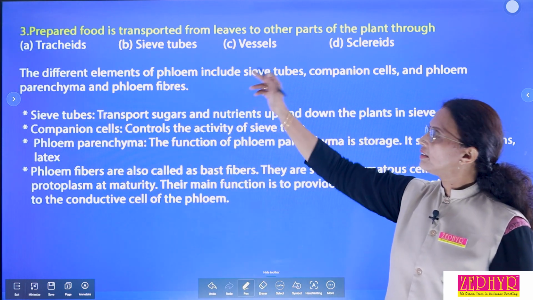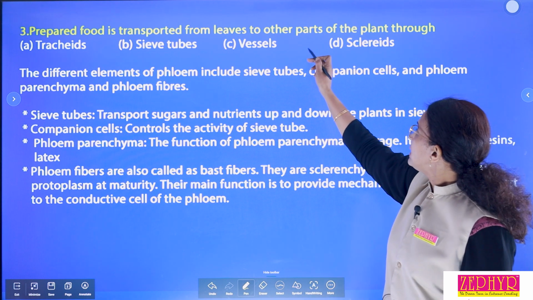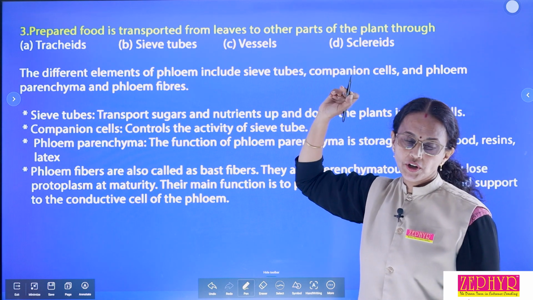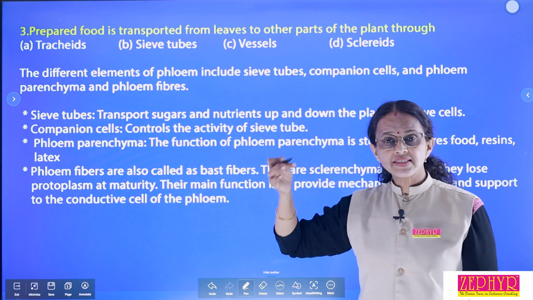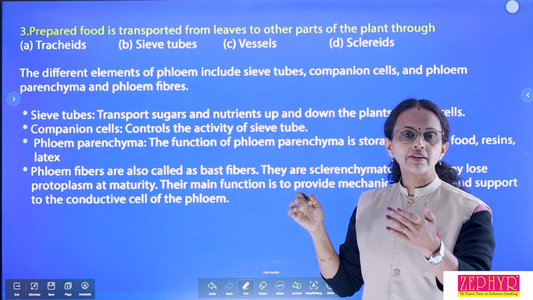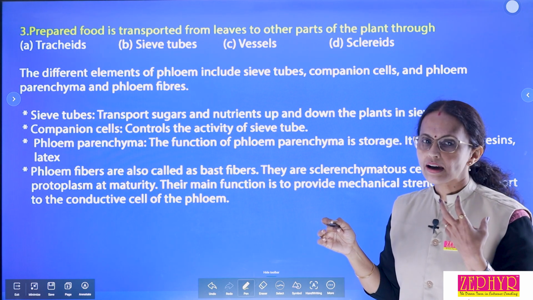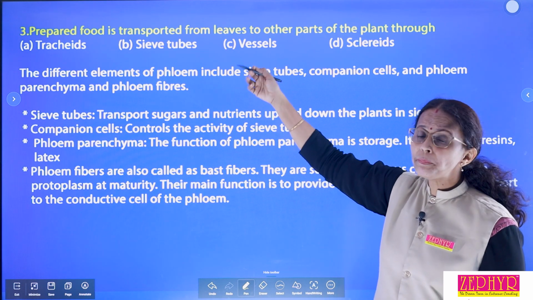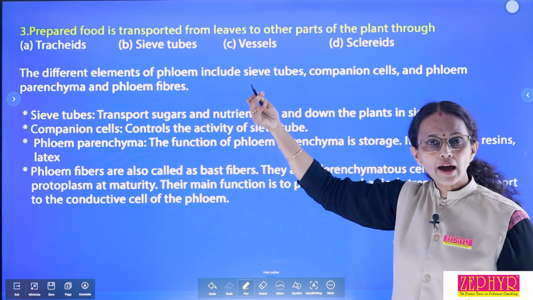Then, third question. Prepared food is transported from leaves to other parts of the plant through what? You know that plants are autotrophs. They can synthesize their own food in the presence of sunlight, and that phenomenon is known as photosynthesis. Which are the raw materials for photosynthesis? Carbon dioxide and water. The prepared food material is in organic form, that is glucose or carbohydrate.